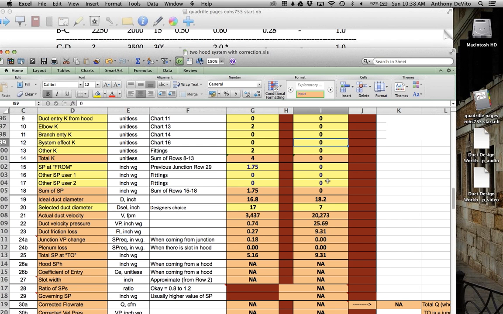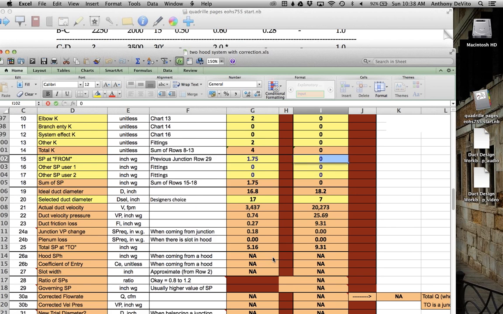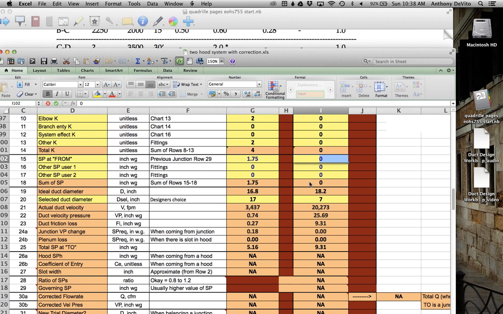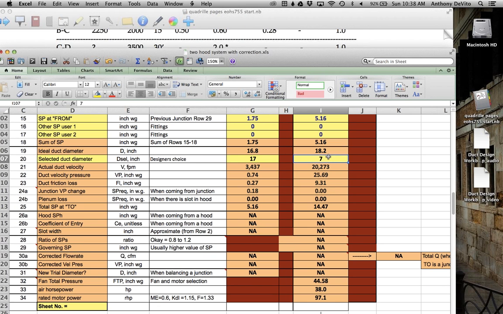The static pressure from. Okay, what's the static pressure from here? Well, the static pressure from here is the static pressure at the fan, which is 5.16. The static pressure to is the same thing as the static pressure from the fan. Okay, so we come up with that. Ideal duct diameter was 18 inches. I'll go with 18 inches and see what we get.